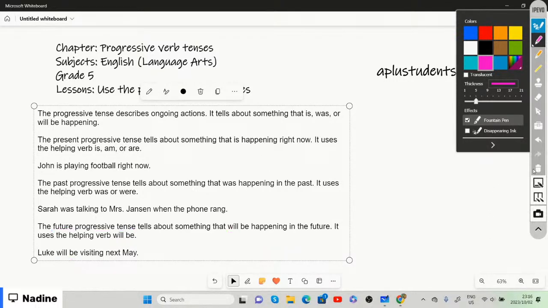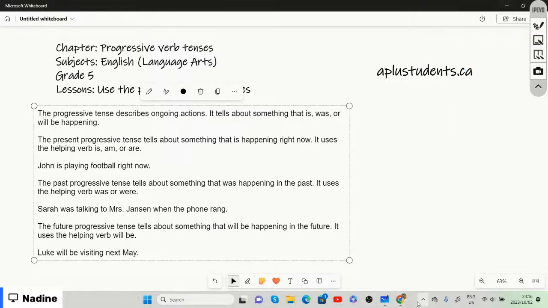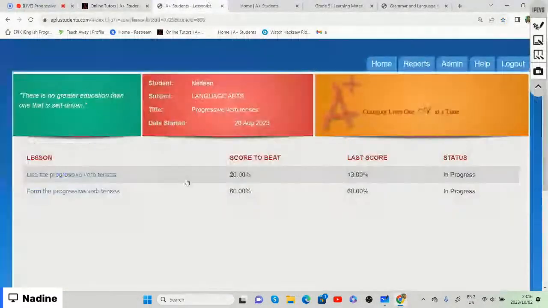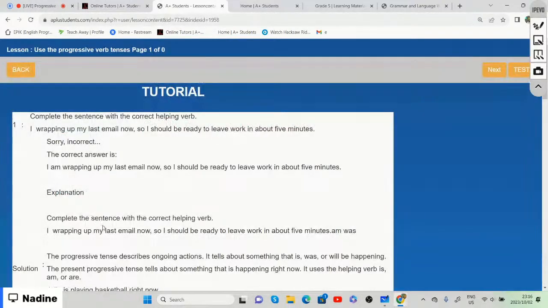All right, so now we're going to go to aplusstudents.ca, where we are going to continue with our tutorial lesson. We are at the chapter on progressive verb tenses, and we're going to do only the one lesson, which is to use the progressive verb tenses.